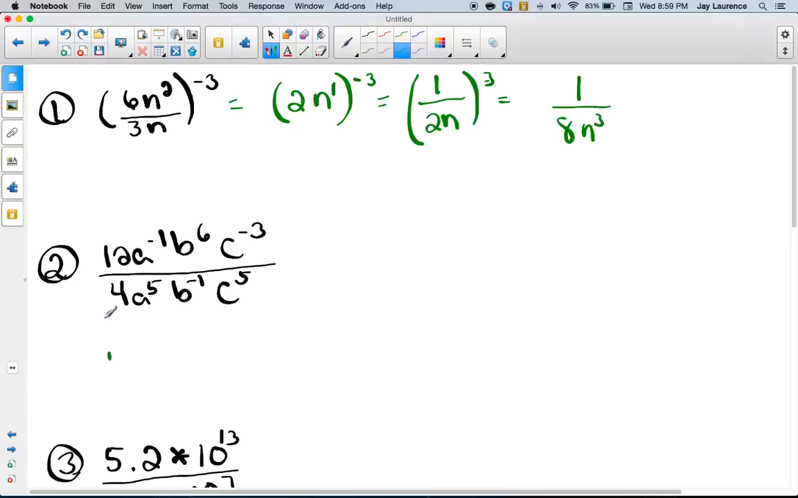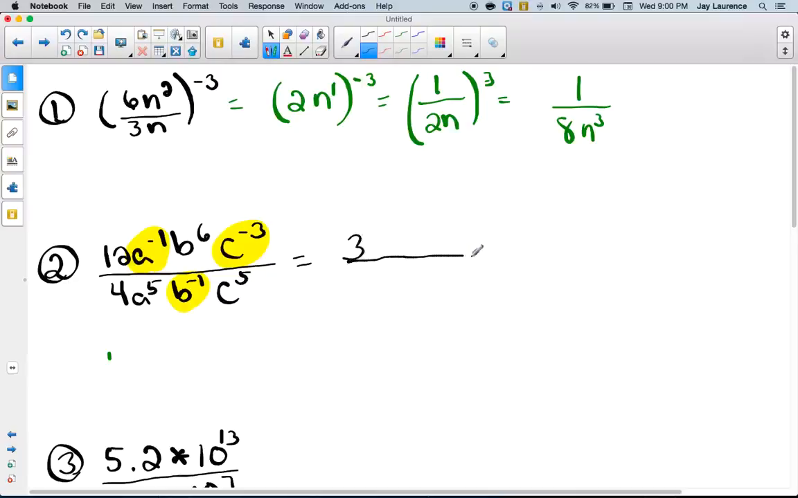Now, sometimes we did problems like number 2 here. And again, we're just going to simplify. This is where I like to get my highlighters out. And so I'm going to highlight the terms with the negative exponents. And that's going to cause those terms to move. Since they have negative exponents, they're going to move from the numerator to the denominator, or from the denominator to the numerator. So first of all, I'm going to have 12 divided by 4 is 3.